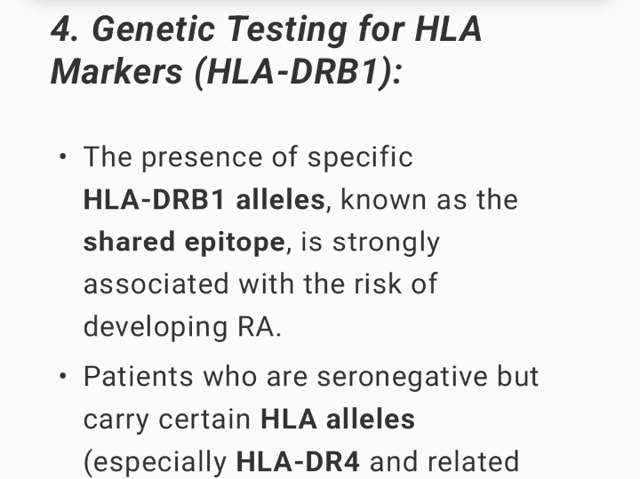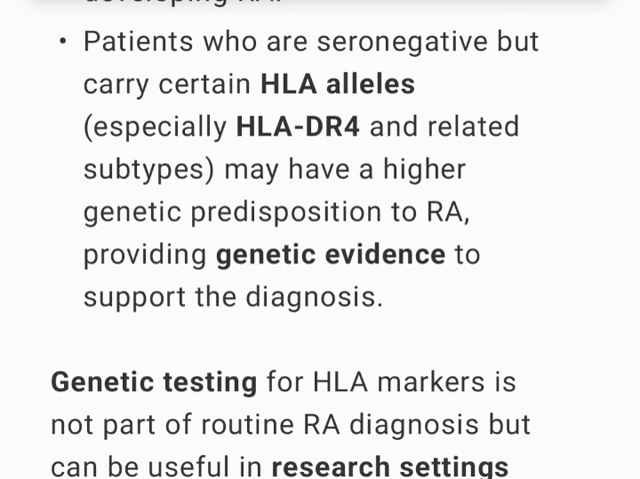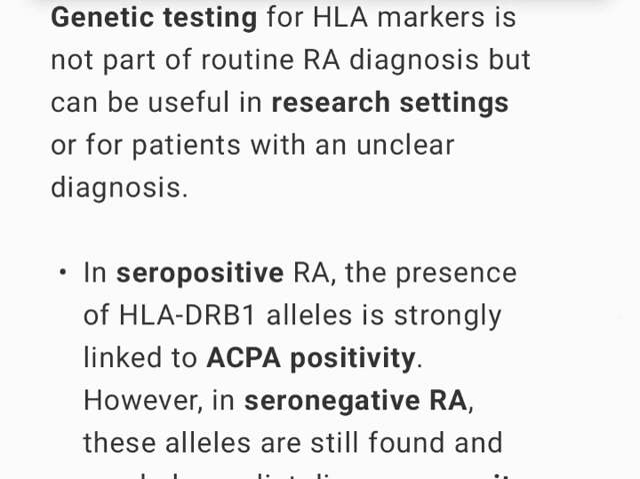4. Genetic testing for HLA markers, HLA-DRB1. The presence of specific HLA-DRB1 alleles, known as the shared epitope, is strongly associated with the risk of developing RA. Patients who are seronegative but carry certain HLA alleles, especially HLA-DR4 and related subtypes, may have a higher genetic predisposition to RA, providing genetic evidence to support the diagnosis. Genetic testing for HLA markers is not part of routine RA diagnosis, but can be useful in research settings or for patients with an unclear diagnosis.